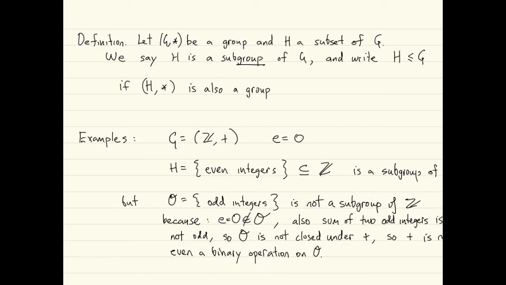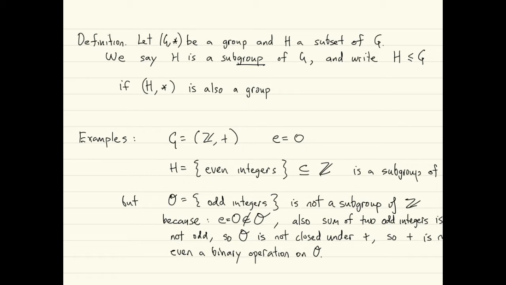Now we can introduce the concept of a subgroup. So let G be a group with operation asterisk, and let H be a subset of G. In other words, H consists of some of the elements, possibly all, possibly none, of G. Then we say that H is a subgroup of G, and write H ≤ G, if H with the binary operation asterisk is also a group.